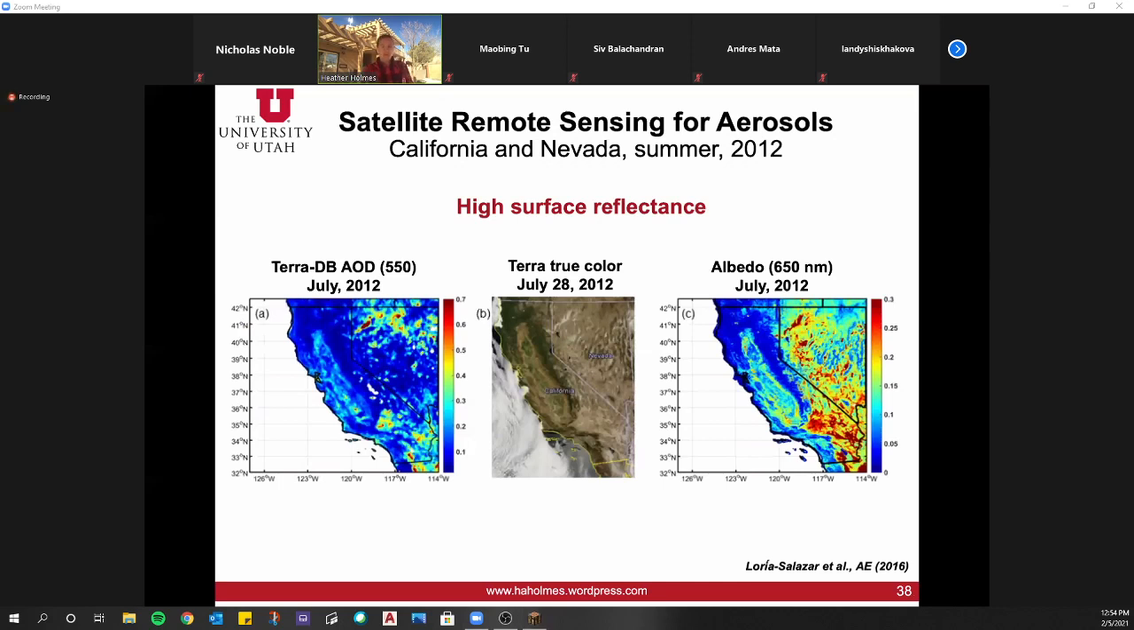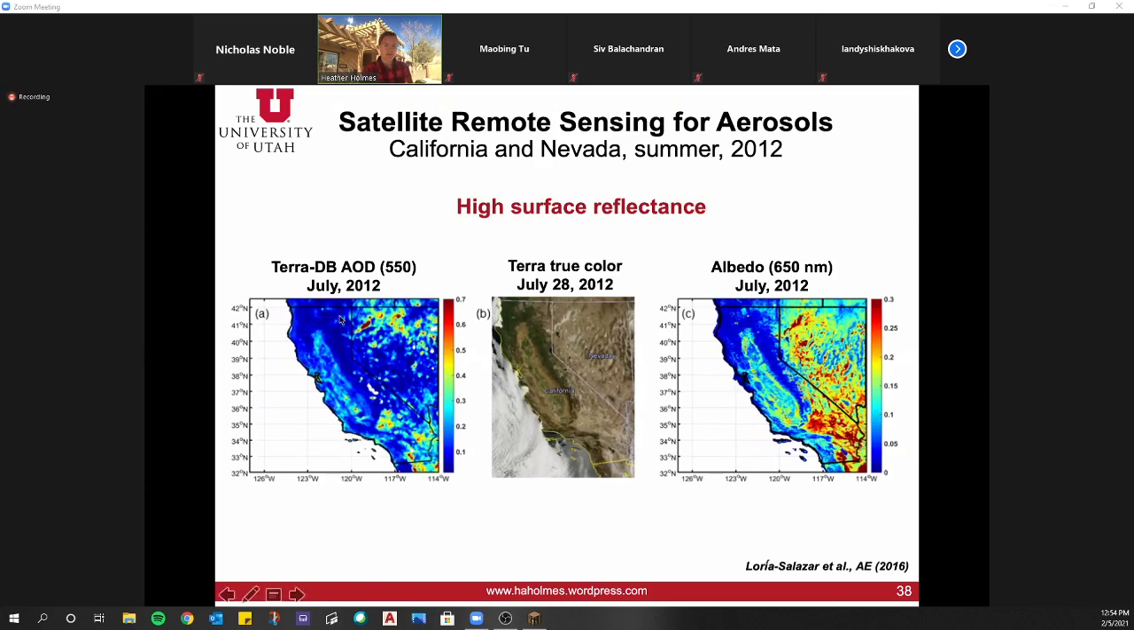So this is showing just a map of California and Nevada in the middle. And this area in the northern part of the state where there's a really bright desert, that's the Black Rock Desert. That's where Burning Man's held every year in August.